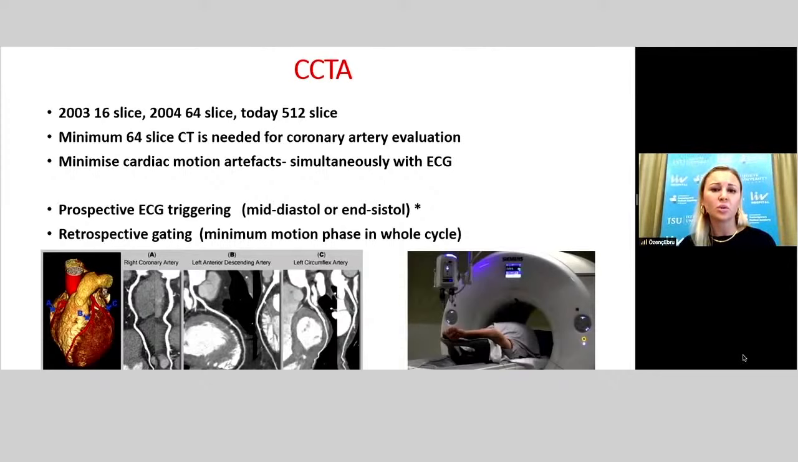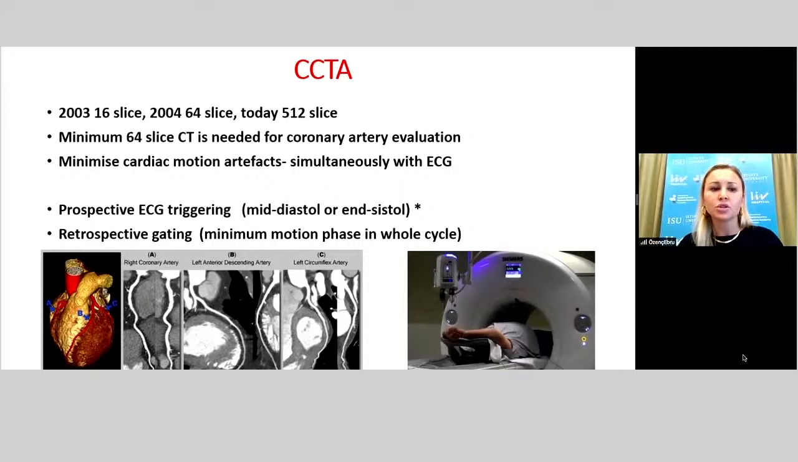Image quality has increased a lot, and so we can visualize the coronary arteries, and the diagnostic utility is really increased, and so we can exhibit a perfect diagnostic utility, and we can visualize the coronary arteries in a perfect manner. Actually, minimum 64 slice CTs are needed for coronary artery evaluation.